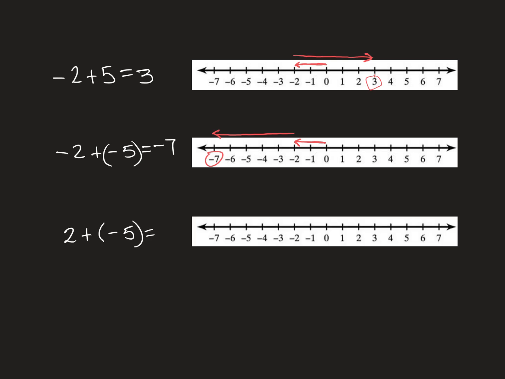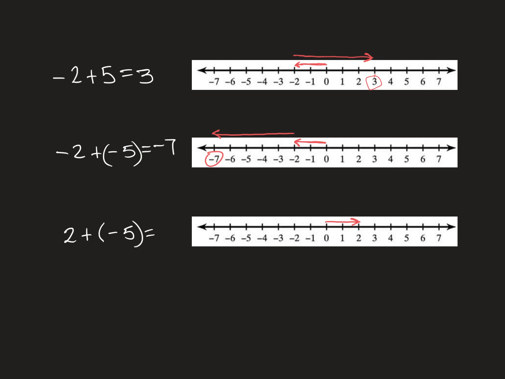Now we have another one. I mean, they all have 2 and 5, so I thought I'd mix it up. I have a +2 and a -5. So once again, we're going to move 2, but this time we have to move 2 in the positive direction. So we're going to go to the right 2, like this. And then we're going to the left 5.